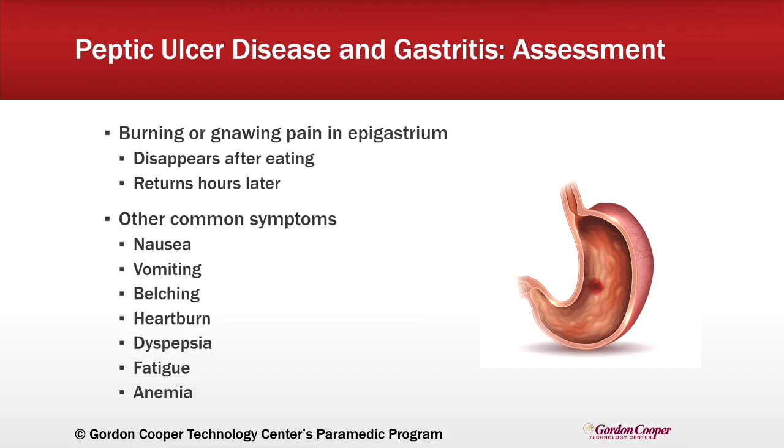Typically with either one of these conditions, we see the patients reporting a burning or gnawing pain in the epigastrium that subsides sometimes after eating, but then it'll return 2 or 3 hours later. It's not uncommon to see nausea and vomiting, gas production or belching. Heartburn is very common with this, as is fatigue and anemia at times as well, because the absorption rate starts to get messed with, wind up with maybe some pernicious anemia. And then we might even see them with some pain that wakens them from their sleep.